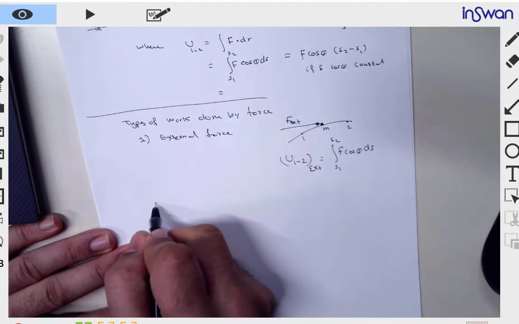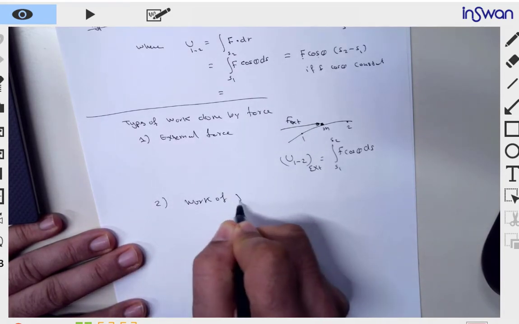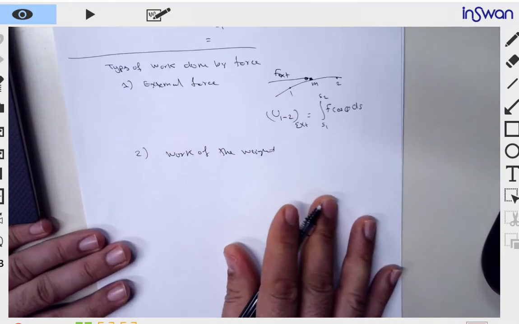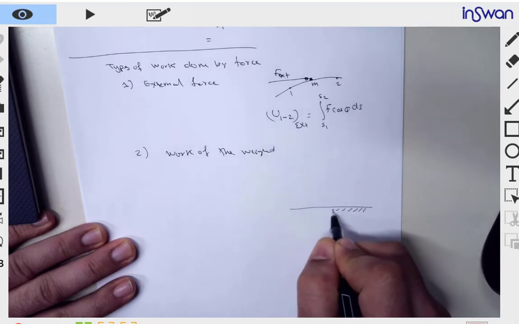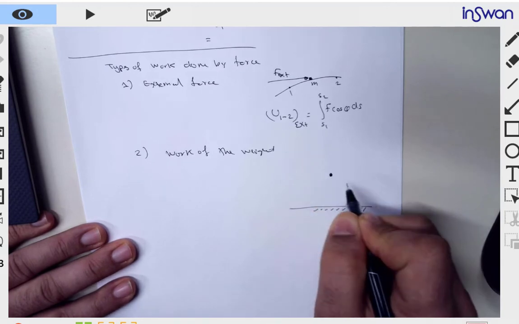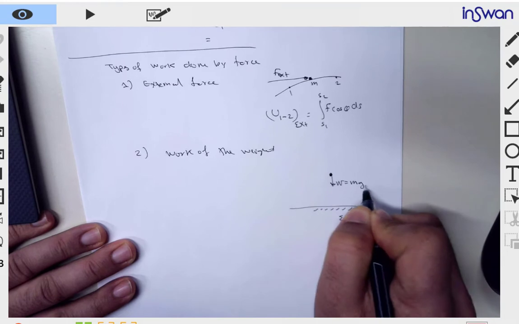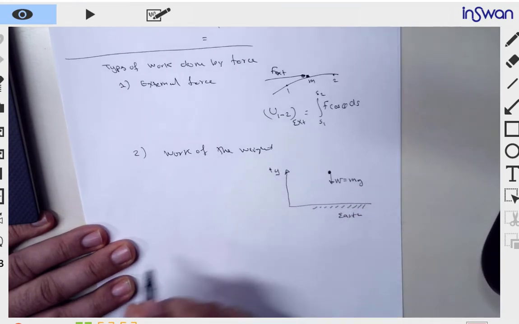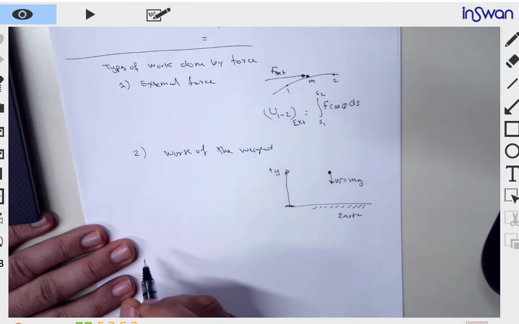Another type is the work of the weight. So what does it mean? So let's say I have a reference, which is the air. I have a mass, which has a weight equal mg. Let me choose my coordinate system to be y and positive in the upper direction. And I'm going to use this as my reference.